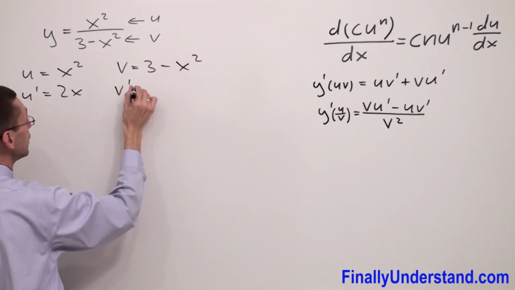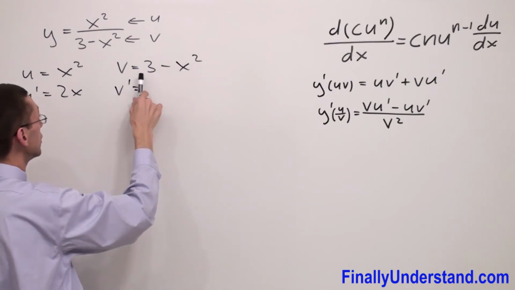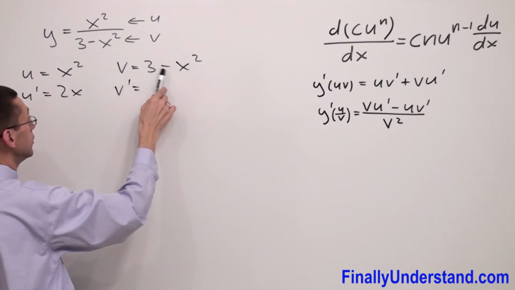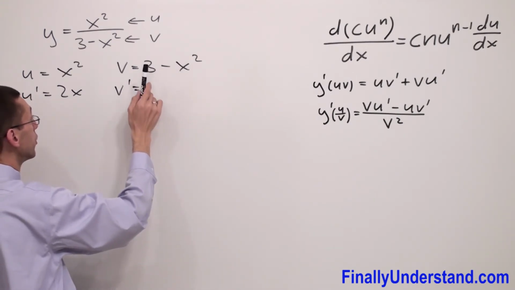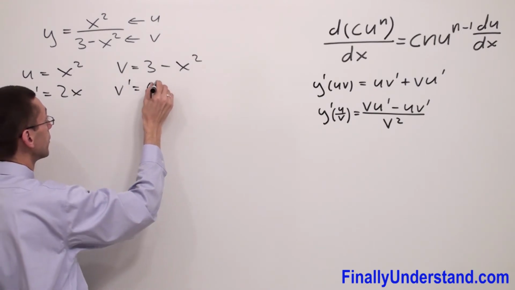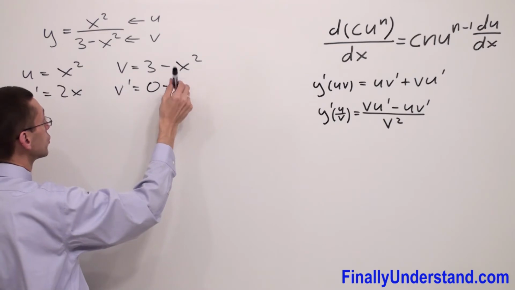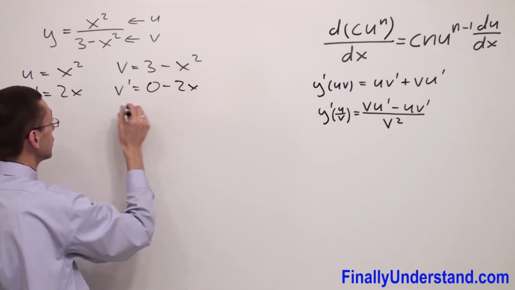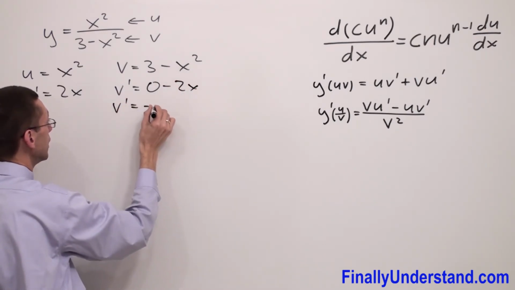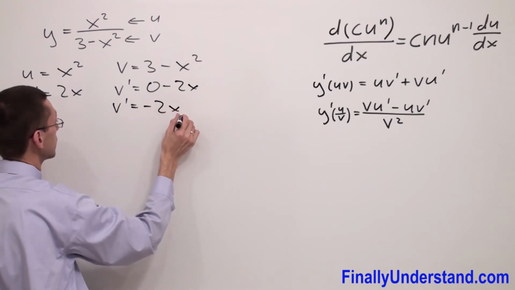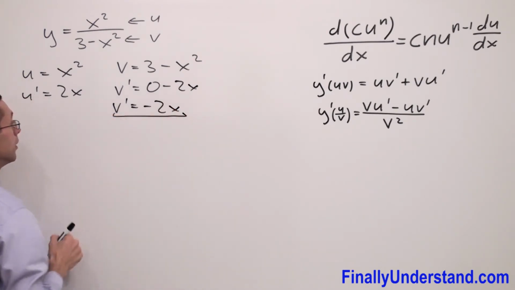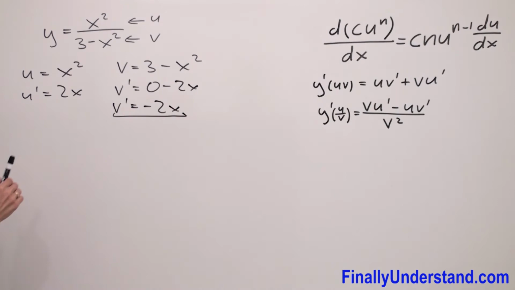v prime is equal to, so this is the derivative of the difference. The derivative of a constant is equal to 0, minus the derivative of x squared, which is equal to 2x. So v prime is equal to negative 2x. Okay, so next we're supposed to apply the formula.